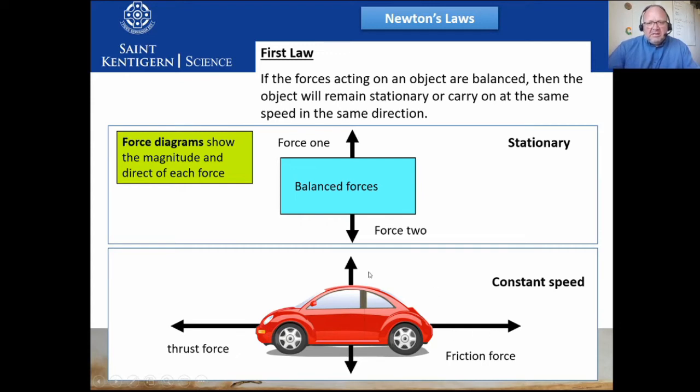So can you see that when we draw these arrows, you have to think about the motion of the object. This car is traveling forwards, so we have the thrust pushing it forward, and we have the friction opposing that. It's not pulling it back, it's opposing that. We have gravity pulling it down, and we have the ground, or the motorway, pushing it back up. So balanced forces means constant speed, or stationary.